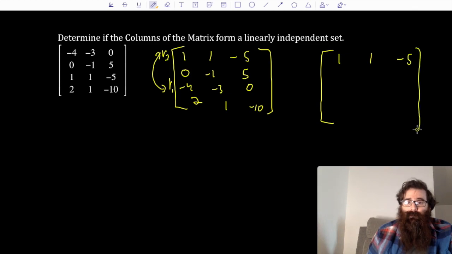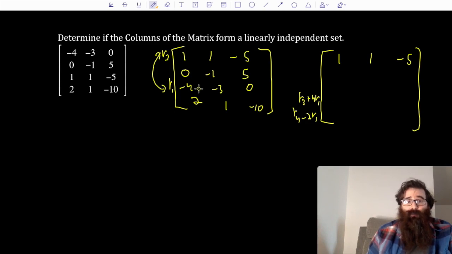Looks good. And then row 2 looks fine, so I'll sort of leave row 2 out of it. But in row 3, I'm going to replace it with row 3 plus 4 times row 1. And row 4, I'm going to replace with row 4 minus 2 times row 1.